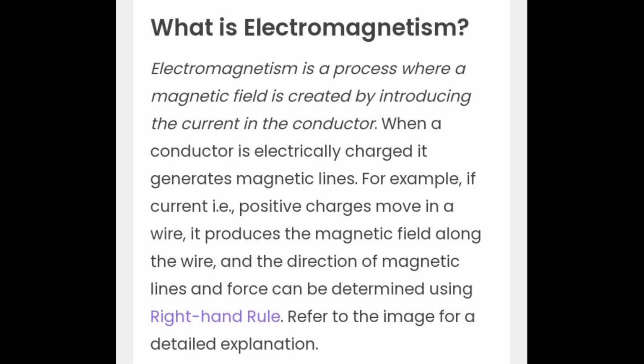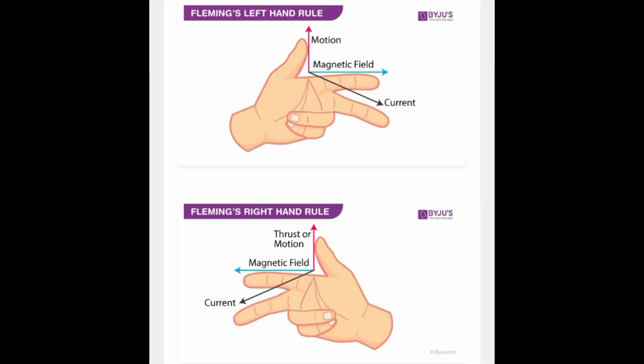What is electromagnetism? Electromagnetism is a process where a magnetic field is created by introducing the current in the conductor. When a conductor is electrically charged, it generates magnetic lines. For example, if current, that is positive charge, moves in a wire, it produces a magnetic field along the wire, and the direction of magnetic lines and force can be determined using the right-hand rule. Refer to the image for a detailed explanation. Here is the diagram for Fleming's left-hand rule and Fleming's right-hand rule.